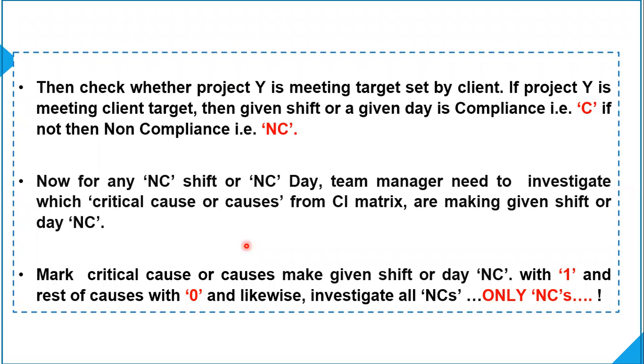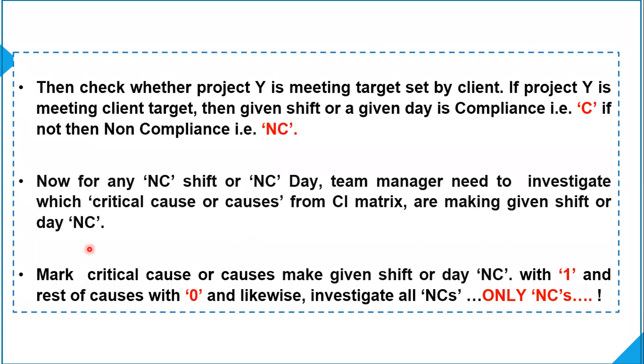And we're not supposed to find causes abruptly. We do have a list of causes, the critical causes. All we need to check is which of these 8 critical causes made this given shift NC. We need to check whether this cause occurred, whether the next cause occurred, and that is why this given shift is NC. So that checking will be done, right?